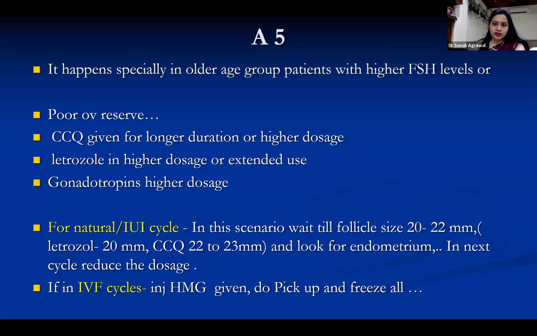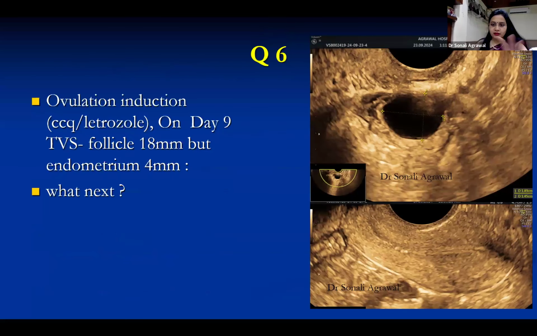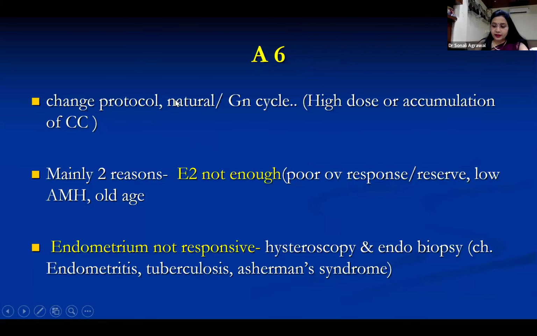Exactly my point. If we are seeing a very good follicle at day 5, it means it has started, FSH is high and it is responding well, and this is happening when the ovaries are aging. Some literature says that if you are giving high doses of CCQ or letrozole or gonadotropin, in that condition also you can get this mismatch.